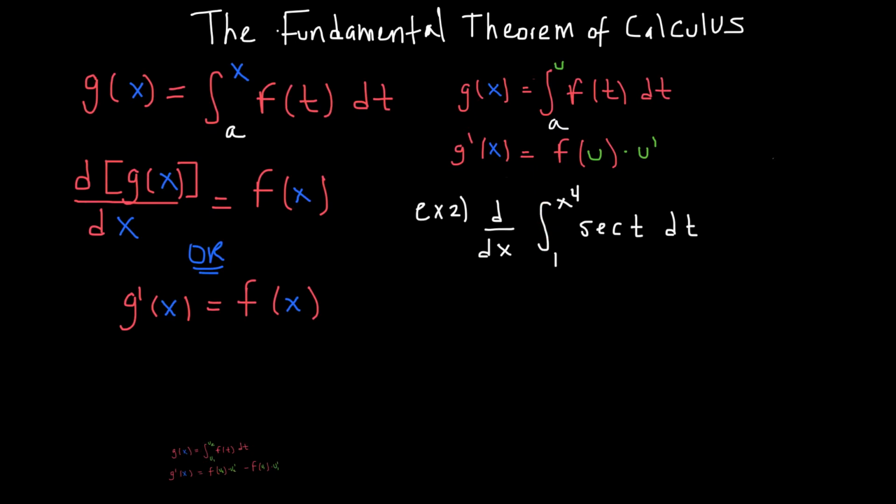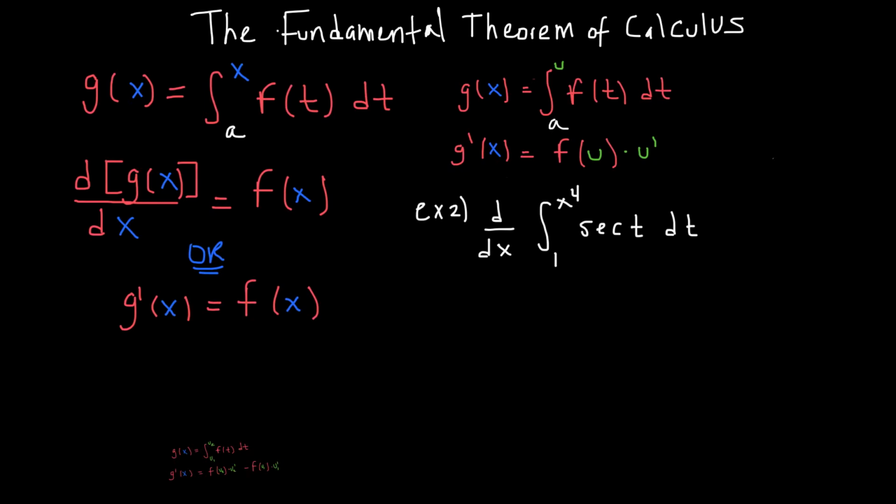Now notice the limits, because that's where the key lies. It's from 1 to x to the fourth. So would you say that it's part 1 or part 2 of the theorem? I shouldn't call it part 1 or part 2. It's the variant of the theorem, from a constant to a function of x, because x to the fourth is not just x, but it's a function of x. So what does the theorem say to do?